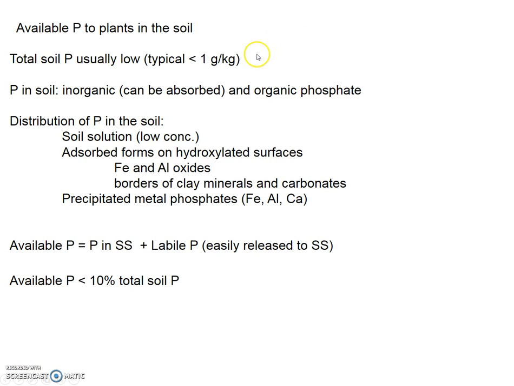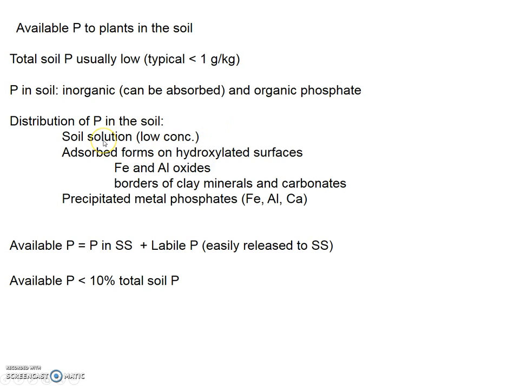Usually, we don't have much phosphorus in the soil that can be used by plants. Soil total phosphorus is usually low, typically below 1 gram per kilogram of soil. We find phosphorus in the soil either as inorganic or organic phosphate, and only inorganic phosphate can be absorbed by plants. The phosphorus in the soil is distributed in three pools.